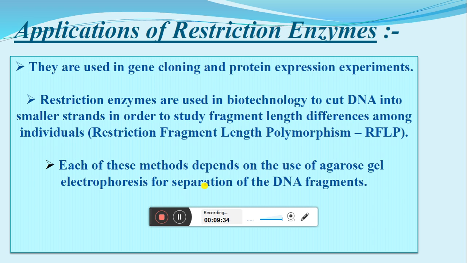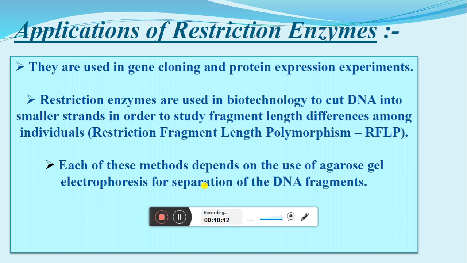Applications of restriction enzymes: they are used in gene cloning experiments and expression experiments. Recombinant DNA technology makes wide use of restriction enzymes in the creation of novel features using DNA. Restriction enzymes are used in biotechnology to cut DNA into smaller fragments in order to study fragments with length differences among individuals, that is the restriction fragment length polymorphism, which involves the separation of DNA fragments on the basis of their molecular weight.